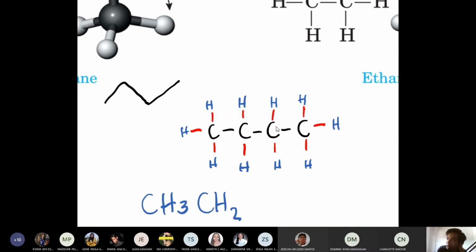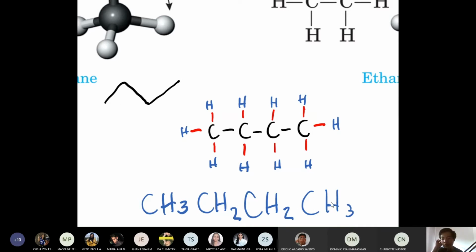Itong nasa ikatlong carbon, ilang hydrogens meron dyan? Dalawa uli, CH2. Then finally, you have your CH3 at the end now. So these are the ways we can represent our organic compounds. Pwede siya naka-zigzag, pwede siya naka-line angle structure, pwedeng naka-Lewis structure, or pwede rin naka-condensed structural formula. So, CH3, CH2, CH2, CH3. Okay, so out of the zigzag, may ganito tayong nagawa na.